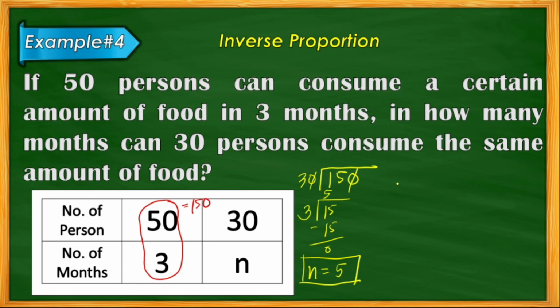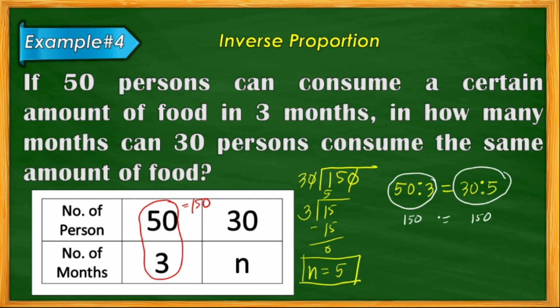To check our answer, write the given ratio. So 50 is to 3 is equal to 30 is to n. But the answer for n is 5. Now, let's check if the 2 ratios are a proportion. So, 50 multiplied by 3, the answer is 150. Then, 30 multiplied by 5, the answer also is 150. 150 is equal to 150. So, therefore, n is equal to 5 is correct.